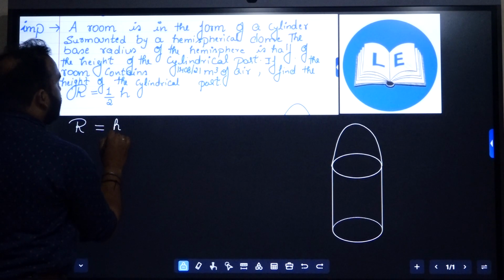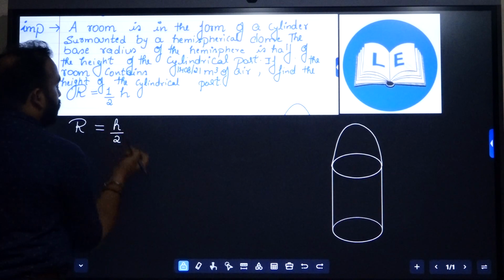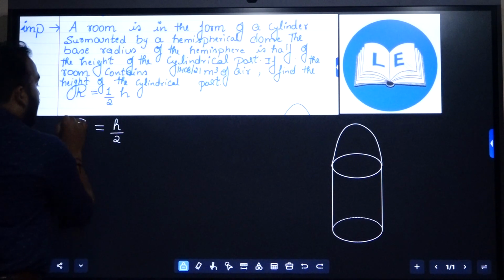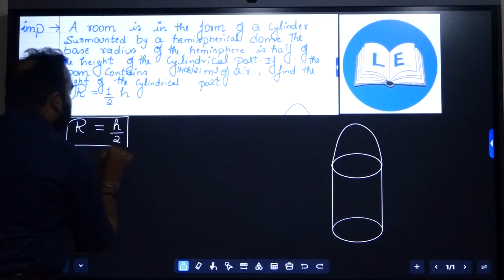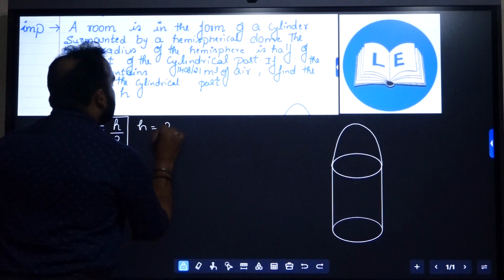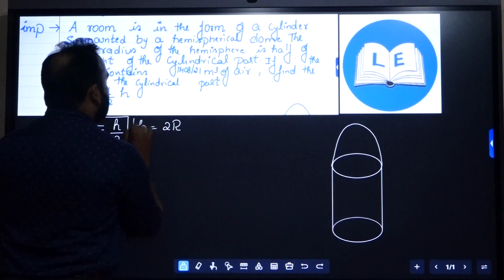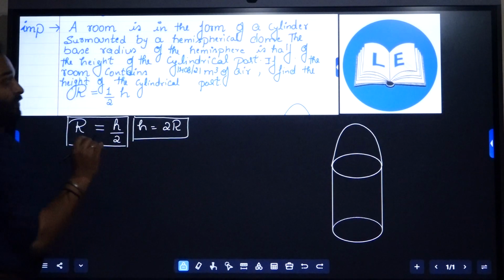So I'll write R is equal to h by 2. So we have R is equal to h by 2, which is given in the question, and also you can write h is equal to 2R. So this is the hint given to us in the question because they have not given the data.